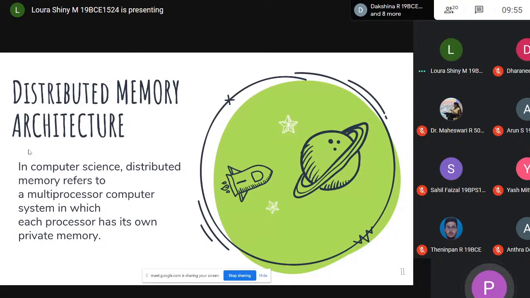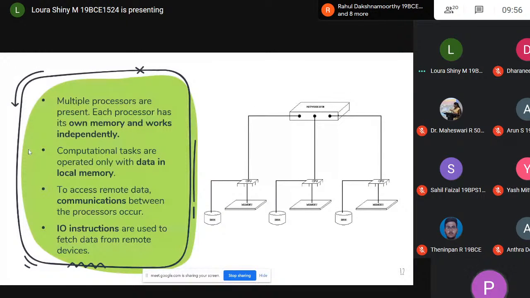Now, before going on to the why, let me tell you what distributed memory architecture is. So, distributed memory architecture has multiple processors, each processor having its own memory. Laura, please go to the next slide. Thank you. So each processor has its own memory. Hence, all the tasks performed by the processor work on the data present in the local memory. But in case a processor needs data that's present in another processor, communication occurs between them. The data which is present in another processor is called remote data.